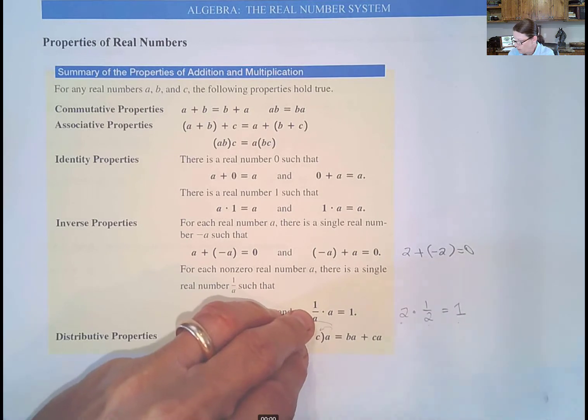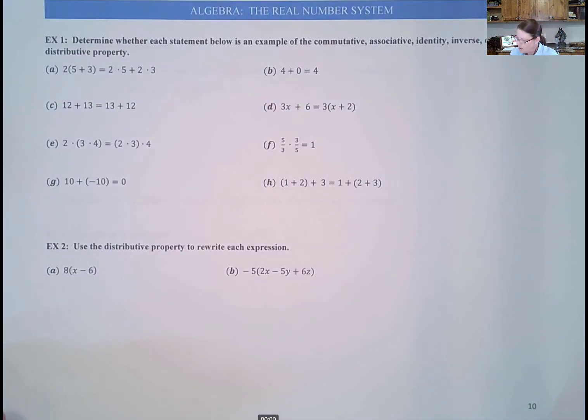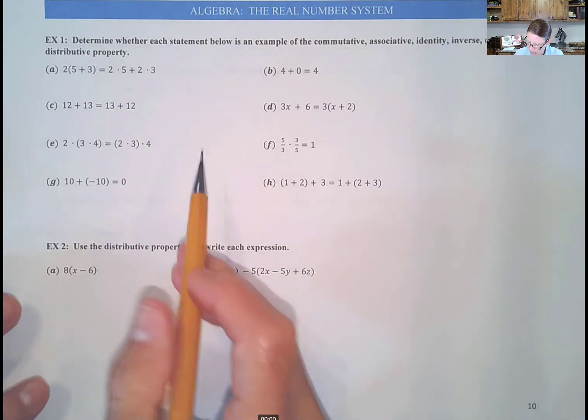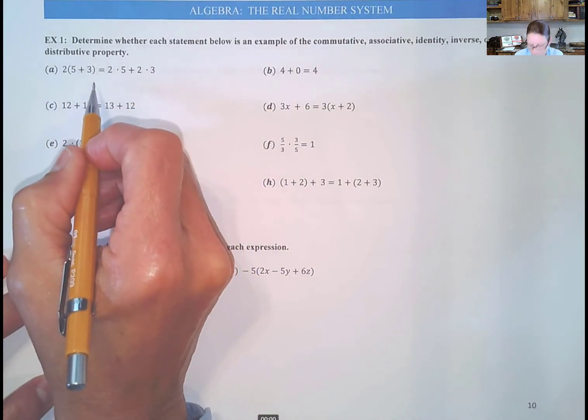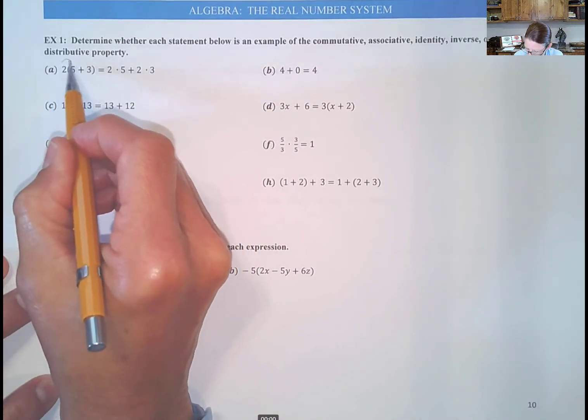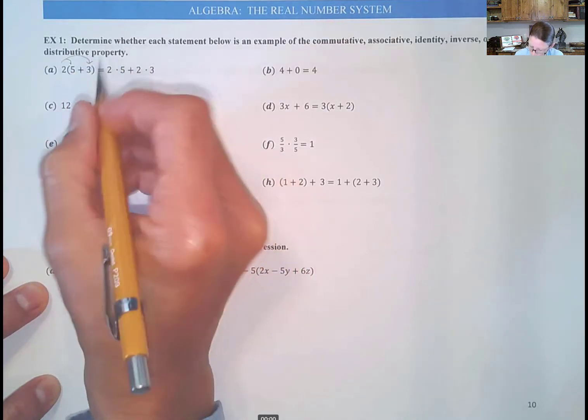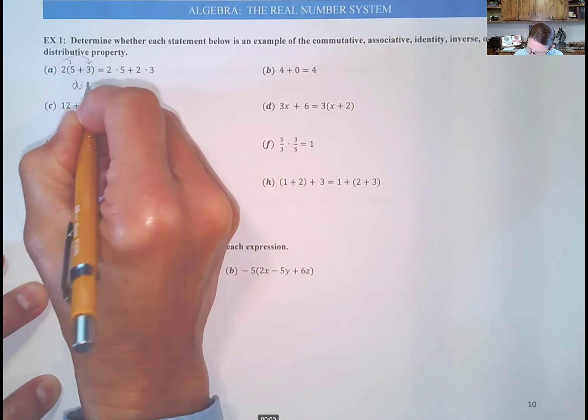And we can use that property backward as well. For example, let's determine whether each statement below is an example of the commutative, associative, identity, inverse, or distributive property. In part A, we've got 2 times. Notice we've got parentheses around the 5 plus 3. In that second expression, they're gone. So we can see that the distributive property has been used here as the 2 is distributed to each of those terms. So let's write distributive.